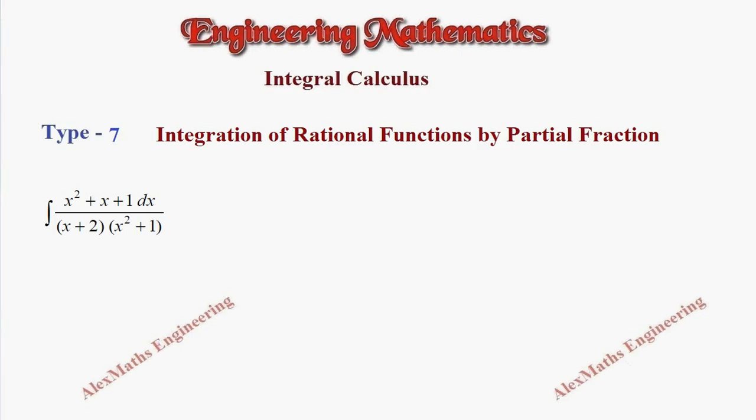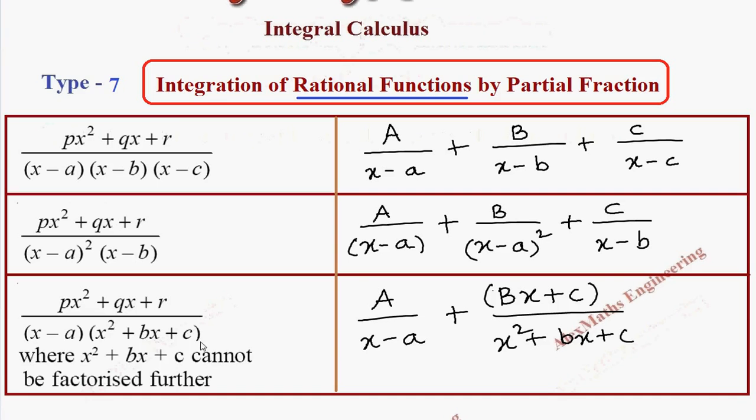Now coming to the next problem, we have in the denominator x plus 2 and another factor x square plus 1. This is a non-factorizable quadratic expression. So for this, we apply the third rule. When you have a linear factor, in the numerator we have a constant. But when you have a quadratic factor in the denominator, we have to write a linear expression in the numerator, that is bx plus c. So this rule we are going to apply.